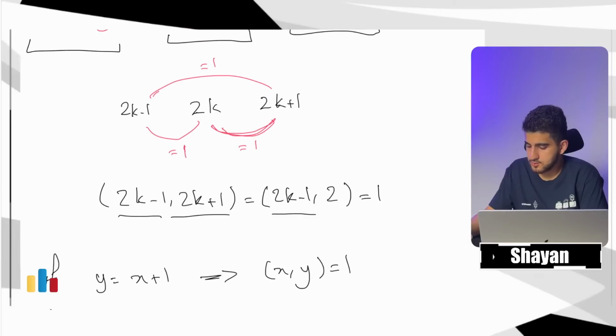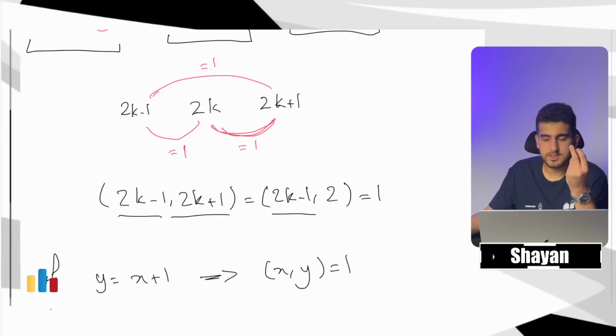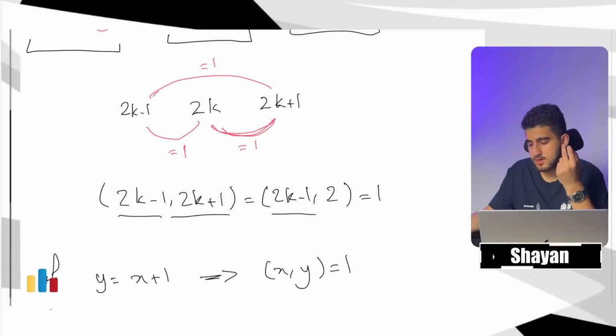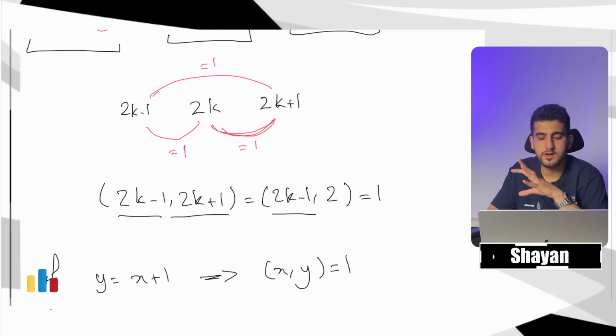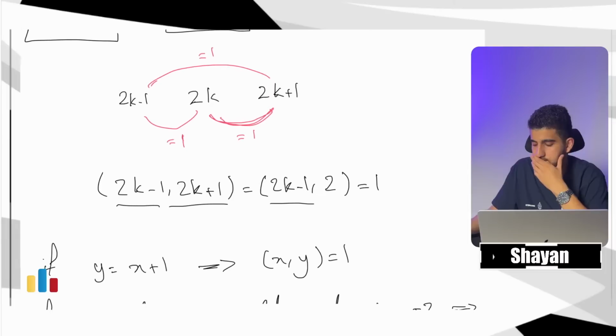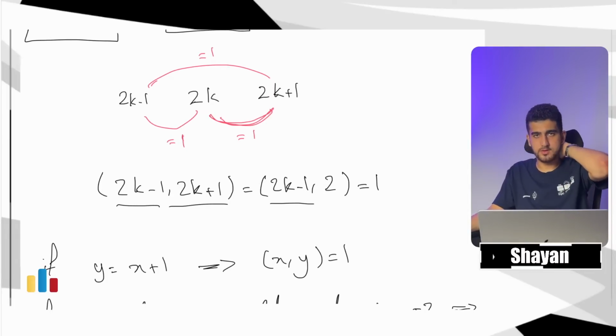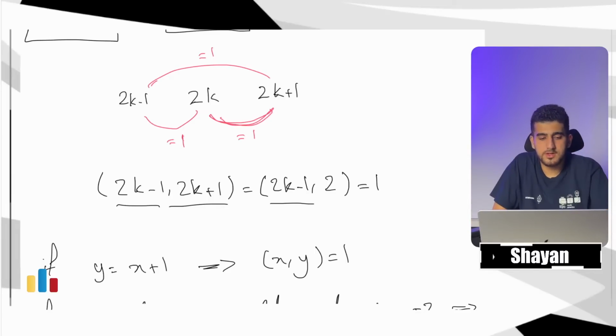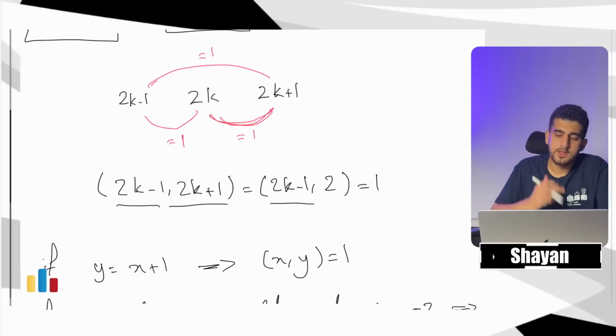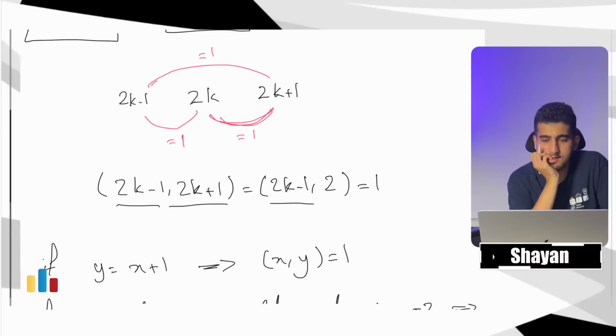We showed that for 2k minus 1 and 2k plus 1, their GCD is 1, and for these 2 pairs of consecutive numbers, their GCD is also 1. Therefore, we can say that in total for every pair, the GCD of the numbers is going to be equal to 1, and each time that we pick 3 numbers, their GCD is going to be 1. Is it clear?